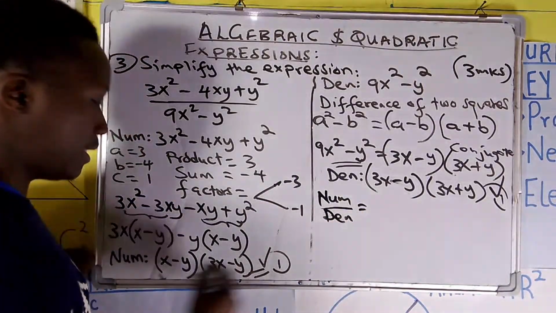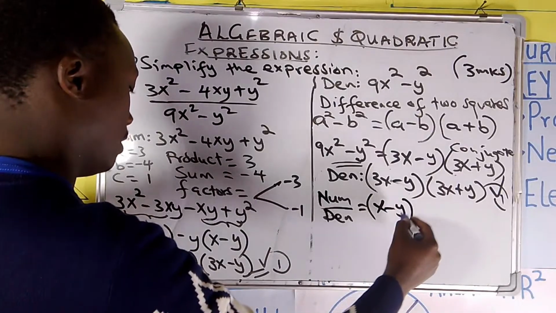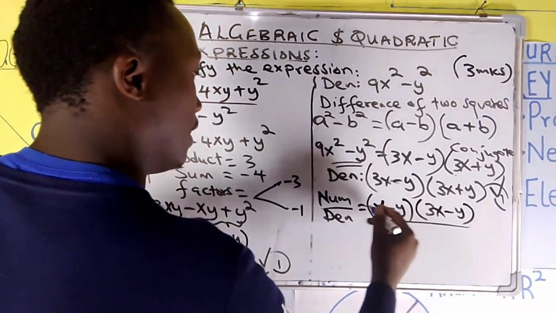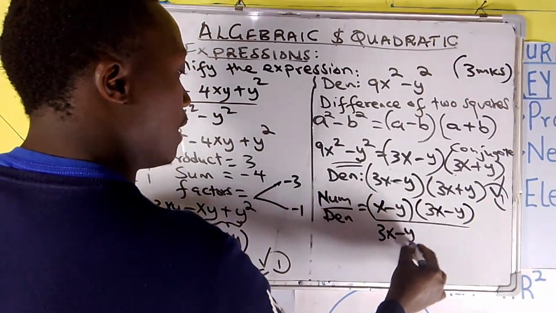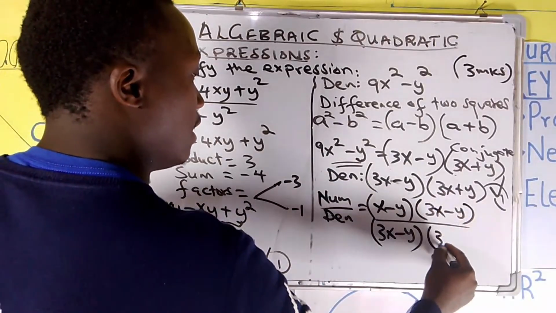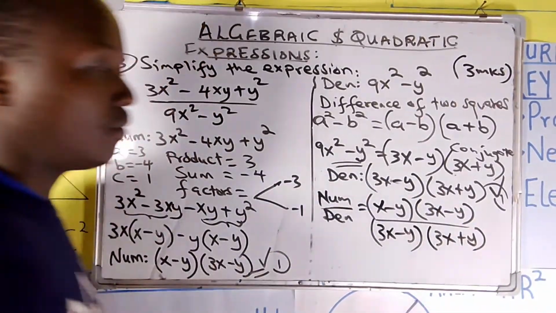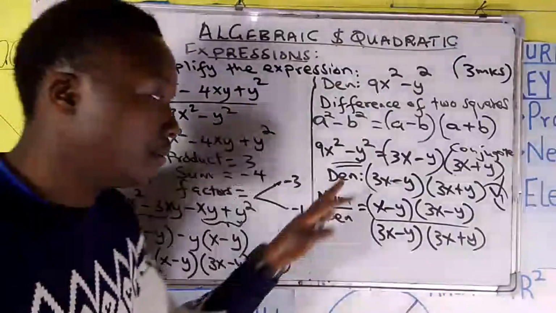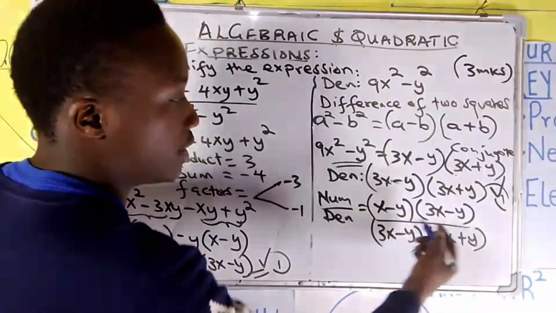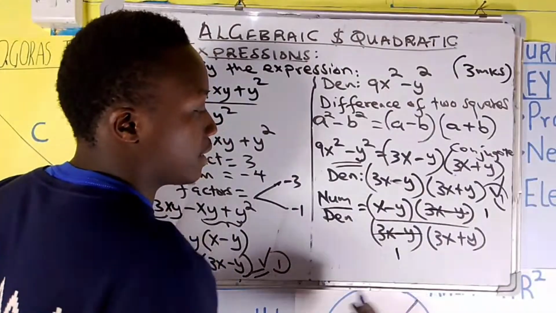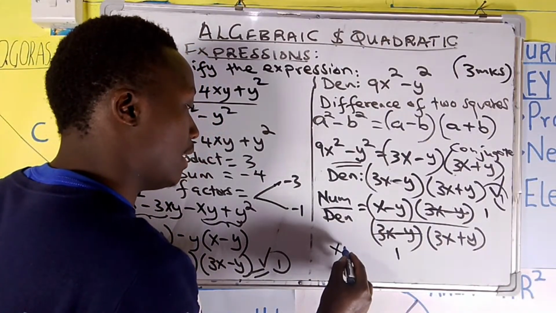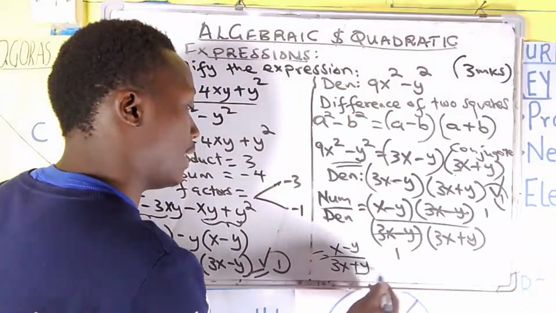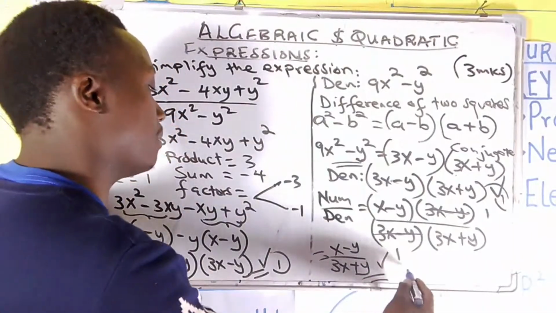And our numerator is x minus y, 3x minus y over, the denominator is 3x minus y, then we have 3x plus y. Once we have that, you can simplify and cancel out those terms that are identical between the numerator and the denominator. So this one is 3x minus y over 3x minus y. And our final answer will be x minus y over 3x plus y.